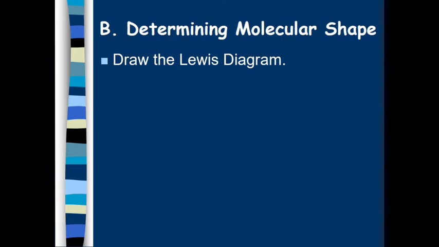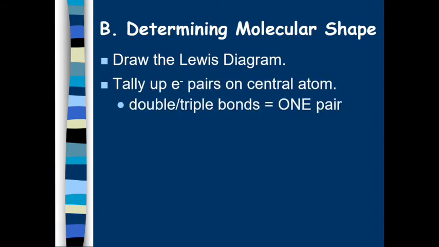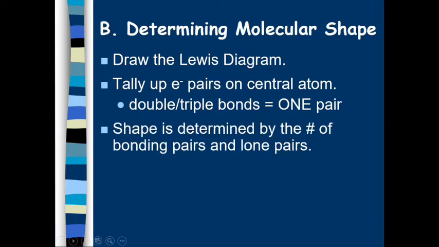So once you have a proper Lewis structure, we will tally up electron pairs on the central atom. That is very important, on the central atom. So how many lone pairs, how many bonded pairs of electrons are on the central atom? If you run across a double or triple bond, we treat a double bond or a triple bond as one bonded pair. So that will have to be taken into consideration whenever we are counting electron pairs. And then the shape itself is determined by how many bonding and lone pairs of electrons you have.